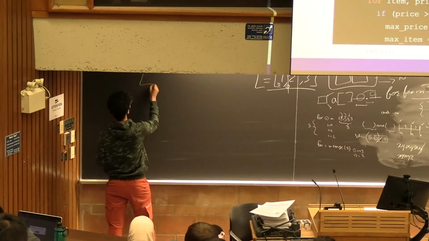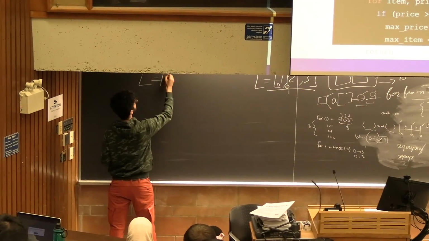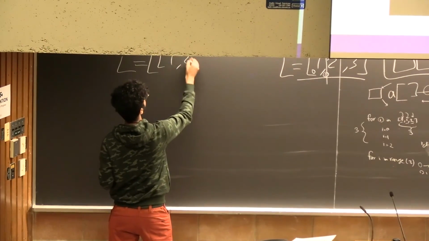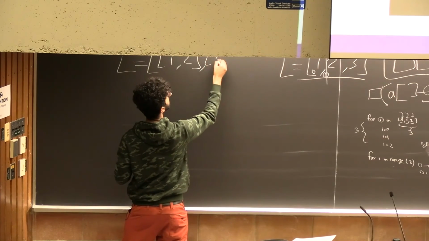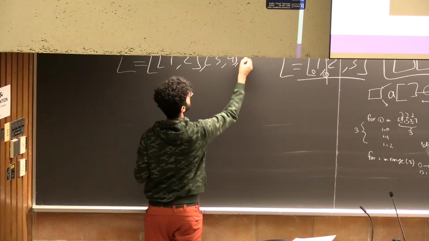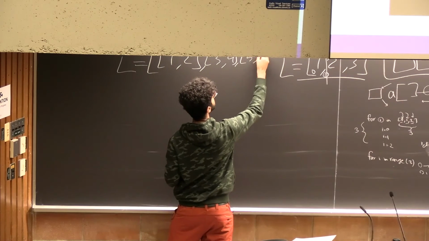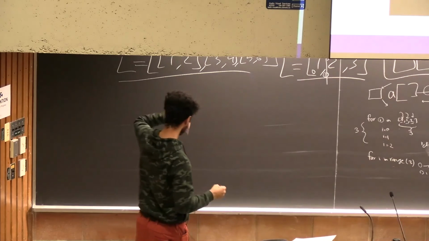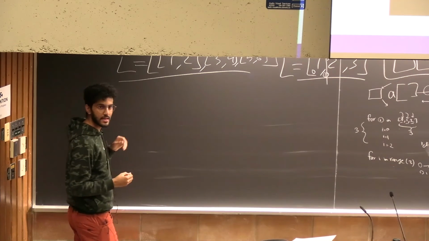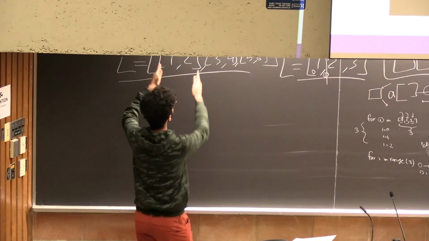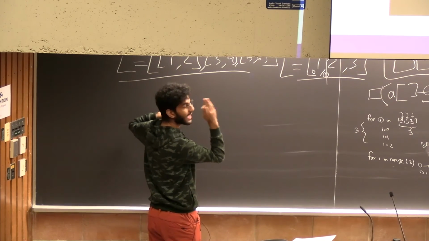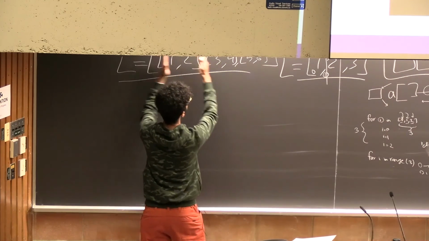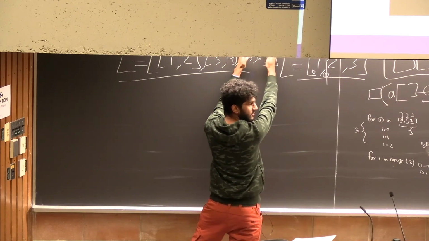I'm having something like L is equal to 1, comma 2, 3, comma 4, 5, comma 6. I'm having this, and I want to loop over them. Loop over what? Loop over the values of this L. What is a value in this L? This is a value, this is a value, and this is a value.